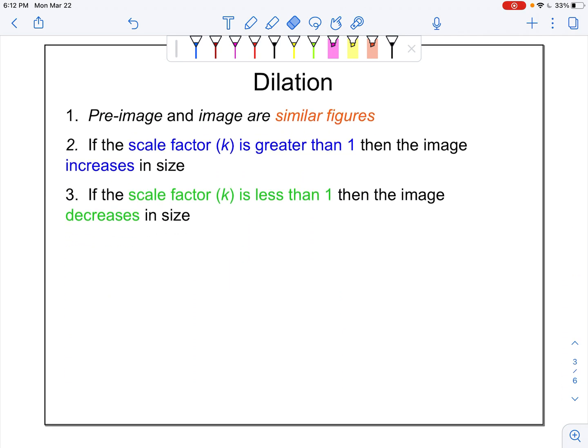So the things to know about dilations is the pre-image and the image are similar figures. So what that means is that they don't change shape, they just change size. And each side length changes in the same ratio or the same k factor as all the other ones. And if your k factor or scale factor is greater than 1, the image will increase in size. And if the scale factor is less than 1, then it will decrease in size. So less than 1 would be a fraction.